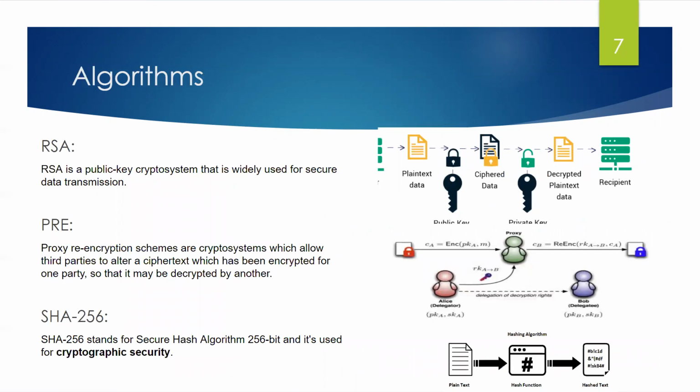These are the algorithms that are used in our systems. They are RSA, proxy re-encryption, and SHA-256. RSA is an asymmetric cryptographic algorithm which works on two keys, where the public key is used to encrypt the medical data to generate ciphertext, and the private key is used to decipher the ciphertext.